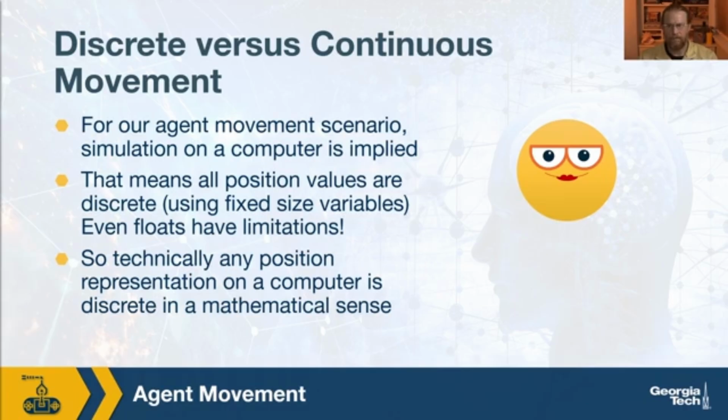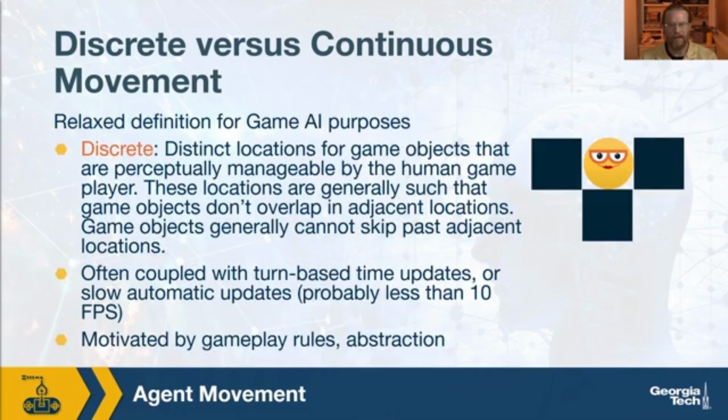So we maybe should think a little bit about, well, what do we really mean? And it's kind of hard to make a concrete formal definition of discrete versus continuous in the context of video game movement, but we'll try to at least have some rules of thumb to identify this.